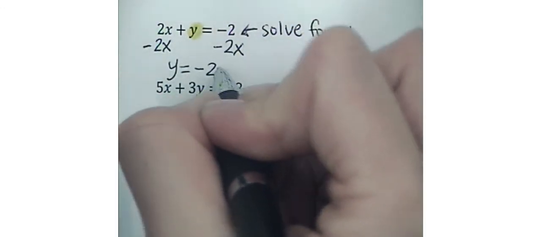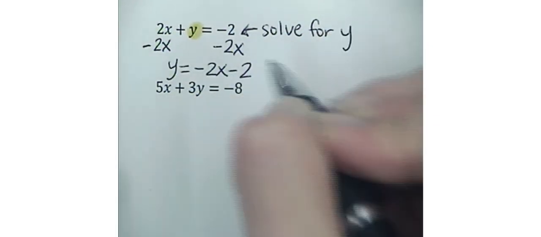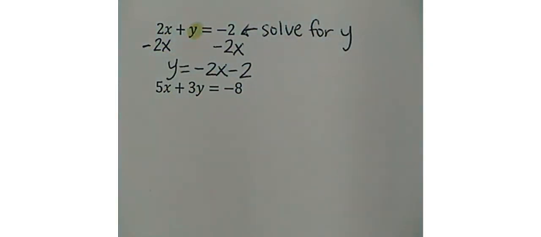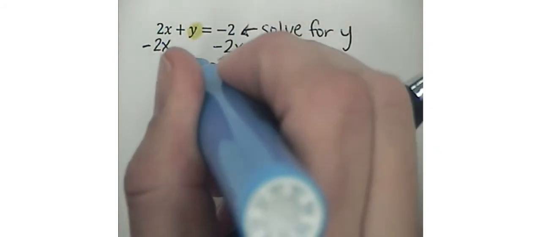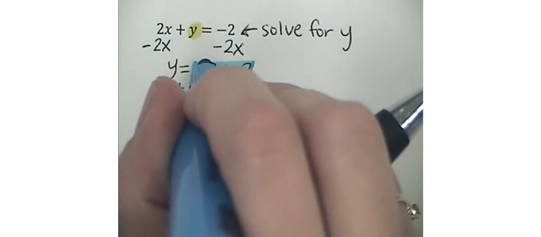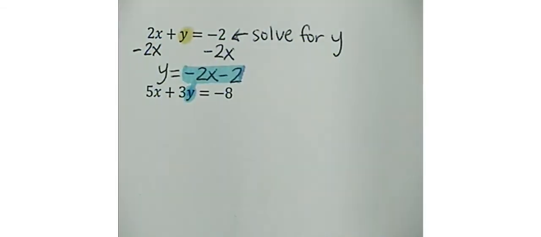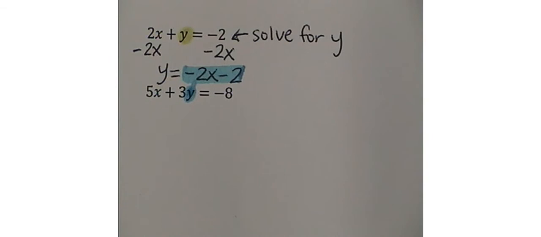So y equals negative 2x minus 2. And again, the order doesn't matter. So we are going to take this expression, negative 2x minus 2. From here on out, everything else is the same as before. We're going to plug it in, substitute it into the second equation.